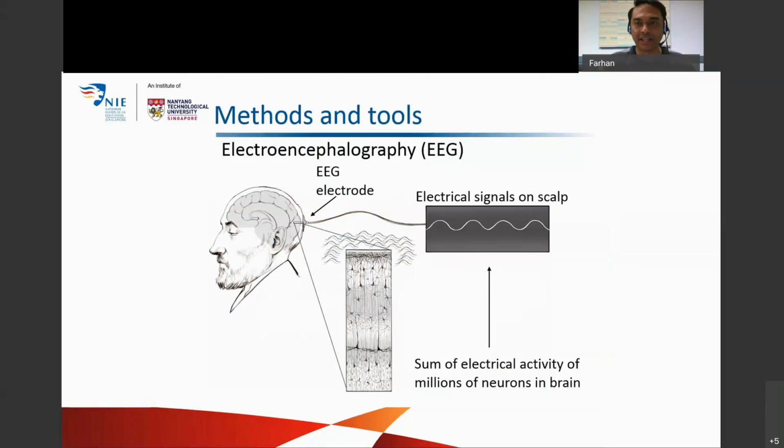Signals are made up of oscillations of different frequency. One example oscillation is shown here. One thing to note is that EEG measures brain activity directly because it measures electrical signals which are used by the brain to communicate with one another.